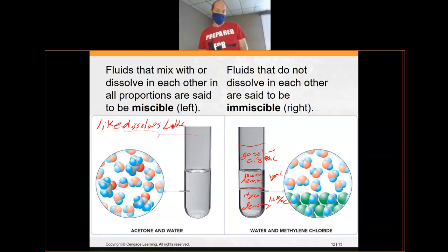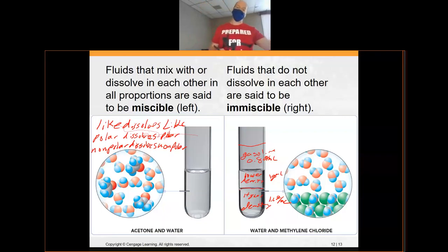What we mean by that is polar dissolves polar. If you have a polar compound, it will dissolve a polar compound. If you have nonpolar, that will dissolve nonpolar. Water is polar, gasoline is not polar. They do not mix. Now, if we have oil, oil is also not polar. It will not mix with water, but it will mix with gasoline. So your gasoline and oil mixtures do mix. You need to know the terms miscible, which means they are going to mix, and immiscible, which means they are not going to mix, and you're going to see separations between the layers.